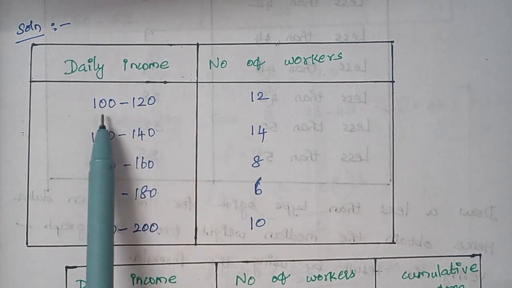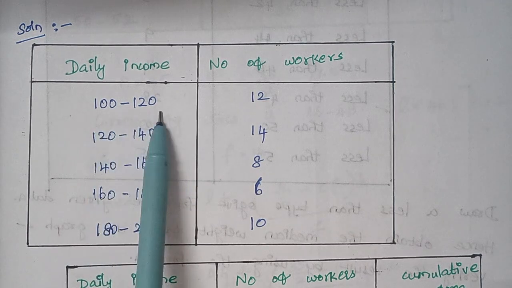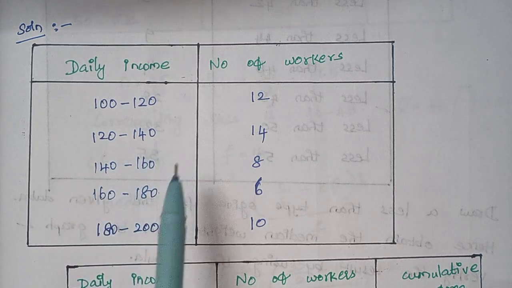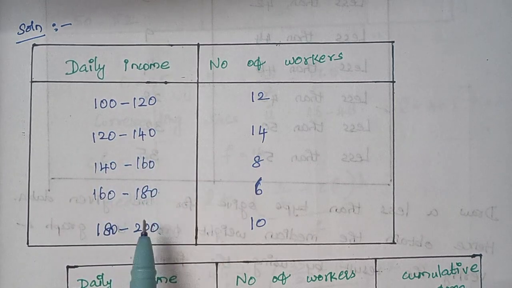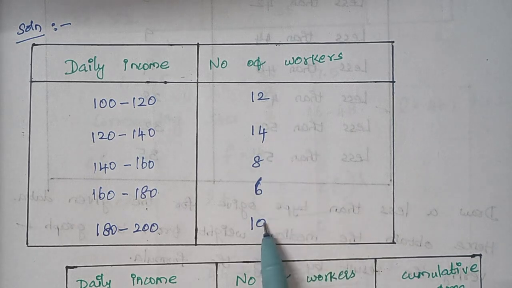So here we are having 100 to 120. So we can write this term as less than 120. Similarly, here we can write it as less than 140, here less than 160, here less than 180, and here less than 200. Because here we need to draw less than ogive. So we are framing these intervals in the form of less than type. Am I making it clear? Now we are going to look at the frequencies.